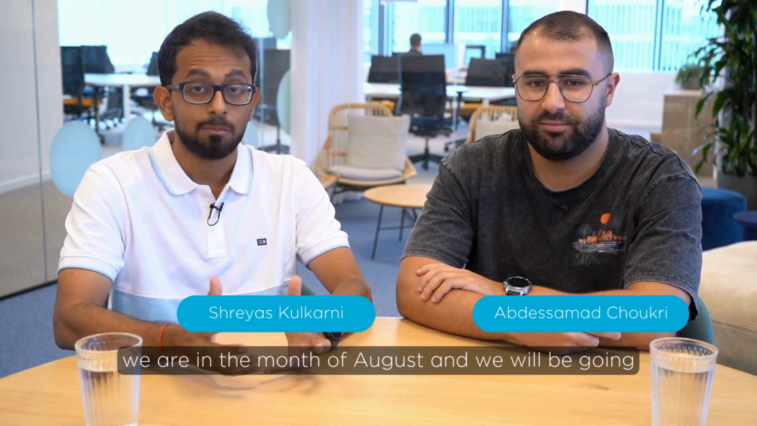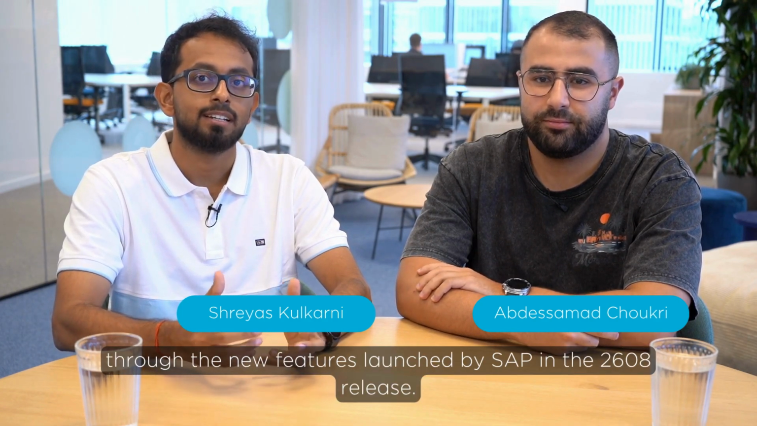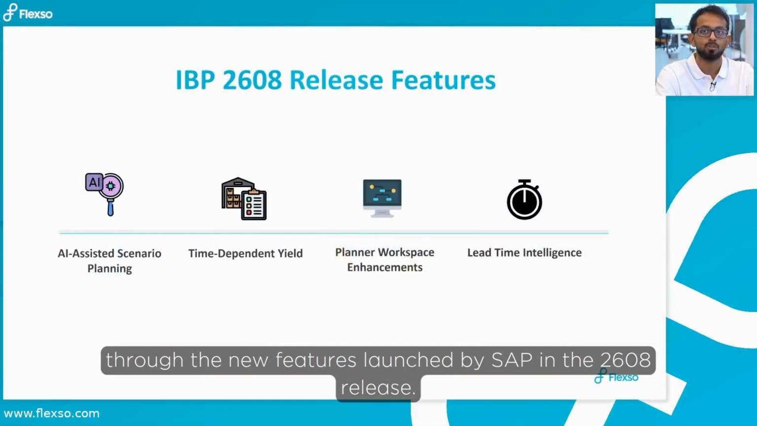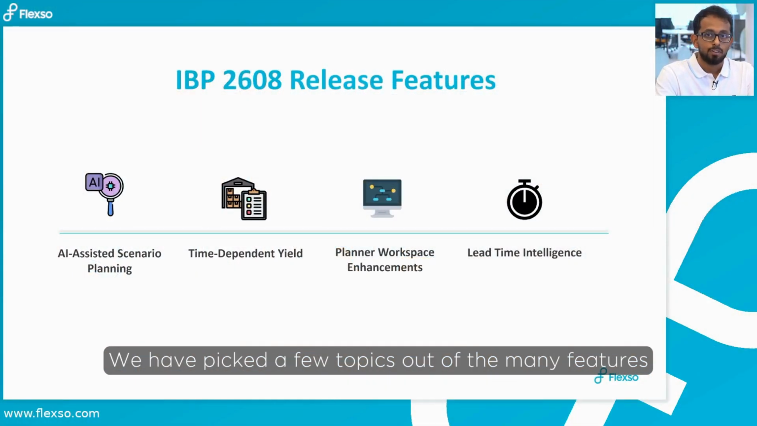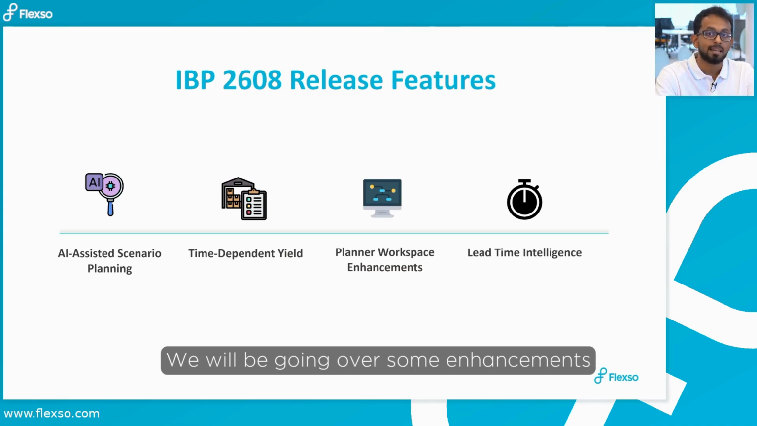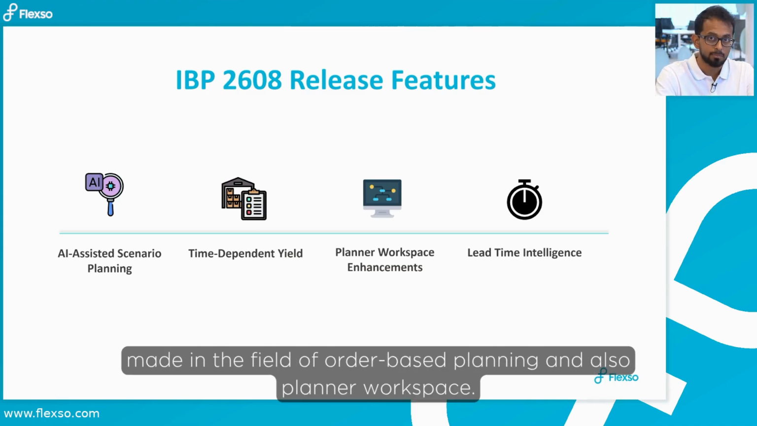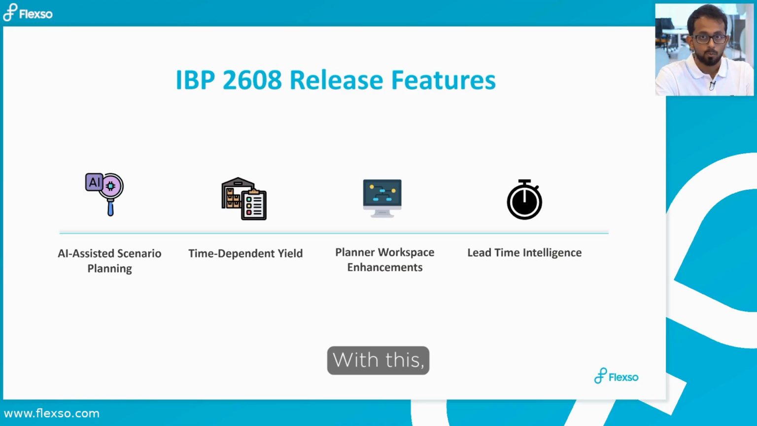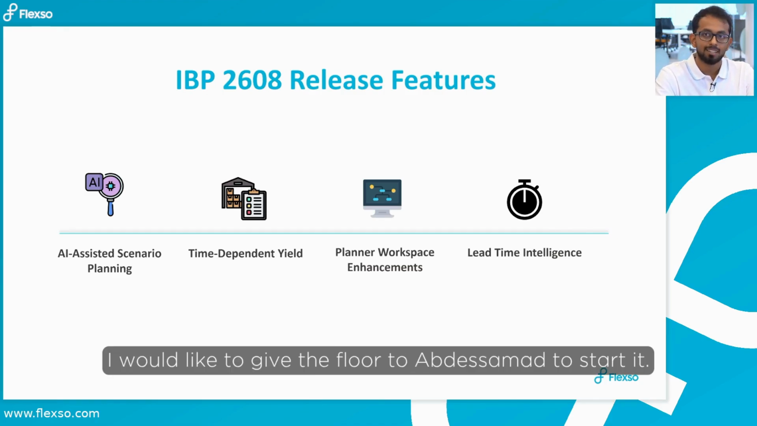And today we are in the month of August and we will be going through the new features launched by SAP in the 2608 release. We have picked a few topics out of the many features that SAP has introduced in this version. We will be going over some AI topics. We will be going over some enhancements made in the field of order-based planning and also planner workspace. With this, I would like to give the floor to Abdes to start over it.